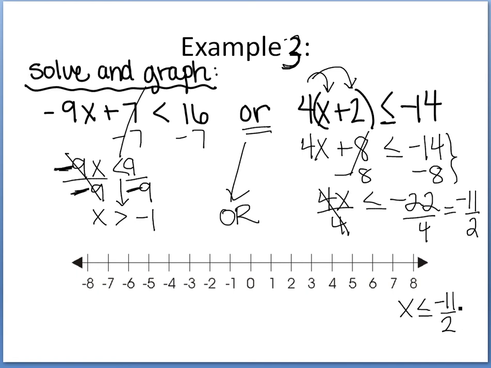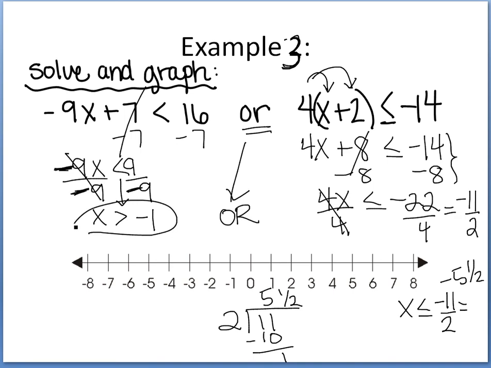And in order to graph that, I want to know how big that is. So I think, how many times does 2 go into 11? Well, 2 times 5 is 10. And then I have 1 left over. So that's negative 5.5. Okay. So I have x is greater than negative 1, or x is less than or equal to negative 11 halves. Negative 5.5. So just graph them both individually.